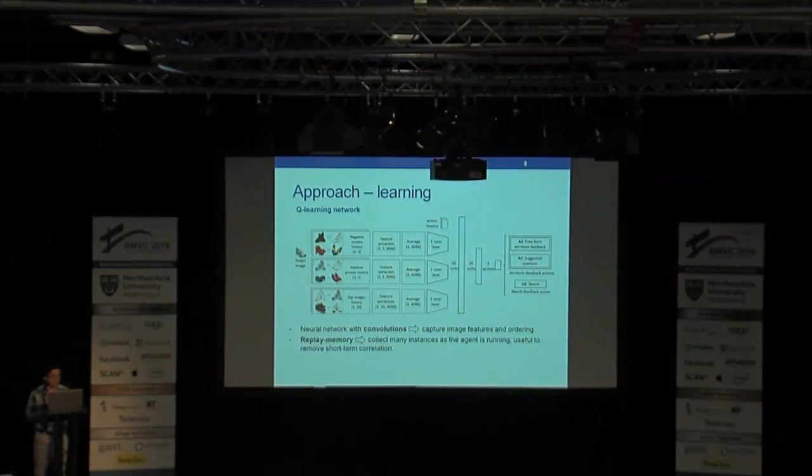Also, we apply some reinforcement learning tricks like replay memory, which helps us collect many instances as the agent is running, and it is also useful to remove short-term correlation. Also, we ensure random actions with probability decreasing from 1 to 0.1 as the agent is learning. We believe that at the beginning we don't have much information about the problem, so it's good to do a lot of exploration, so a lot of random actions. But as the agent is learning, it's better to trust the knowledge of our agent much more because it has already exploited some knowledge. So in the last part, there are fewer random actions, only with 10% probability.